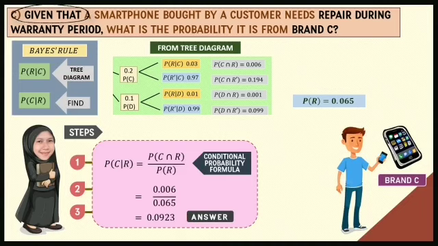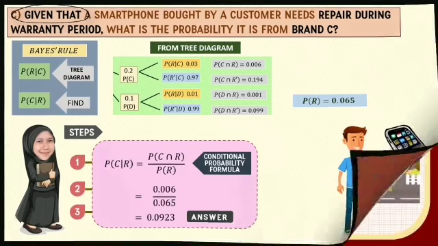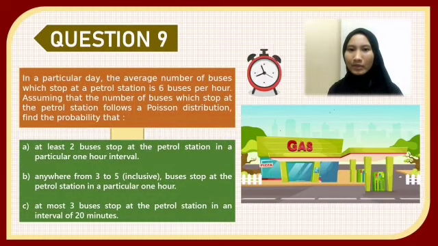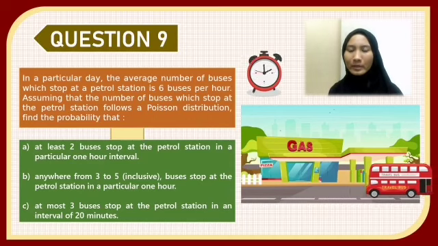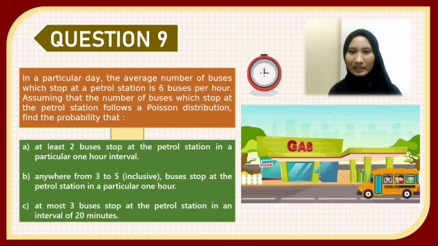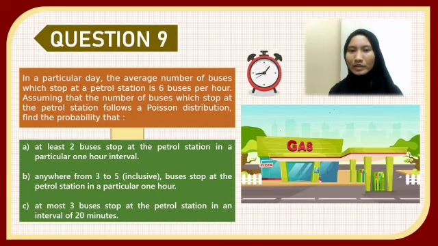Now, let's move on to another question by Amira Farisha. In a particular day, the average number of buses which stop at a petrol station is 6 buses per hour. Assume that the number of buses which stop at the petrol station follows a Poisson distribution. In this question, it is clearly stated that it must follow Poisson distribution.